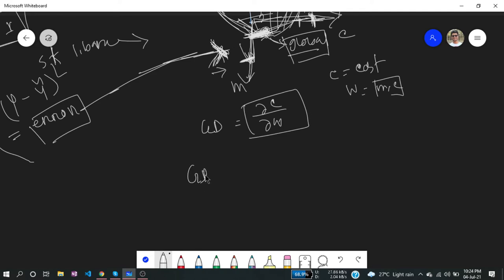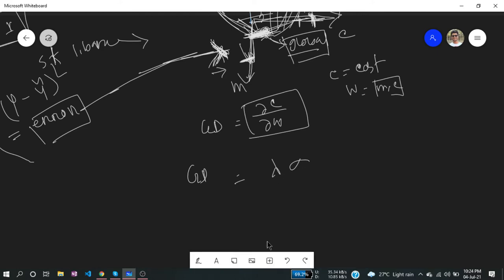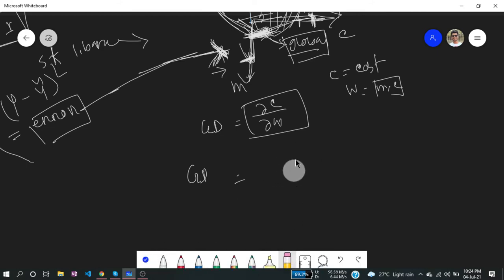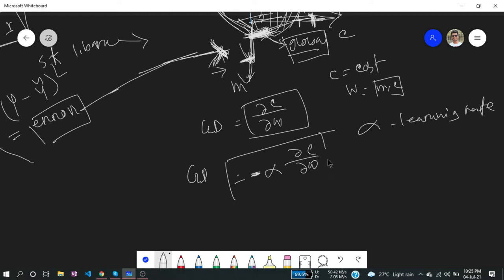So if you write this formula, it will look like that. We also use the learning rate. Learning rate is equal to lambda or alpha. So just think of this as alpha, not lambda. Most of the time we use alpha. Alpha is the learning rate here. So minus alpha, because this is a term. We use minus alpha times the derivative of C with respect to W. So this is our gradient descent formula.